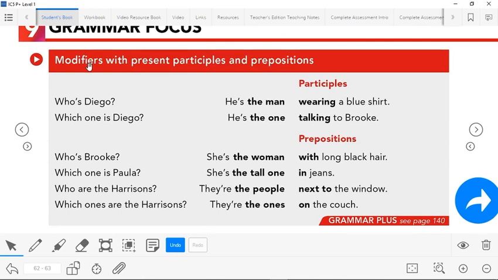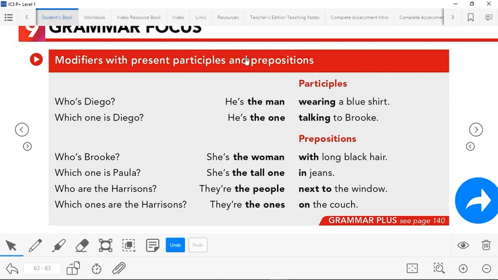We're going to be seeing the modifiers with present participles and prepositions. Well, maybe if you listen to that, you'll think, what did you say? What is that? What the heck is that? Modifiers with present participles and prepositions. I cannot understand that. Okay, but it's not so hard. For real. Okay, let's see.